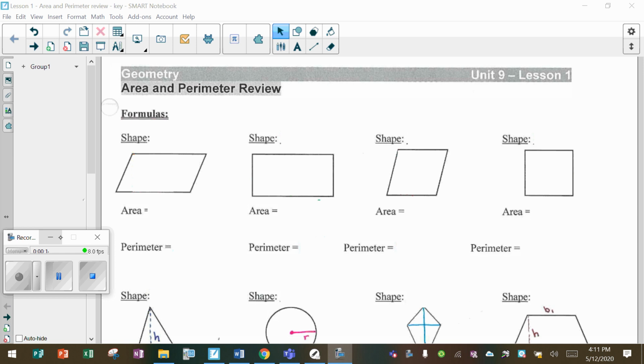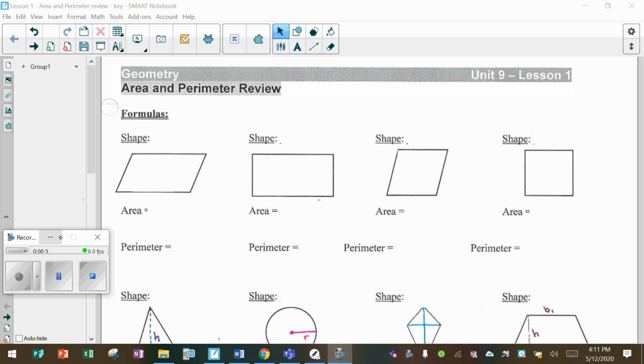Hello, geometry friends. Thought that you could use a little more entertainment other than something that's on Netflix. So what I decided to do this week is make a video for you about some review of basic area and perimeter stuff. We're going to focus mostly on area because perimeter is just too easy for us to worry about right now. So let's start off with things you already know.